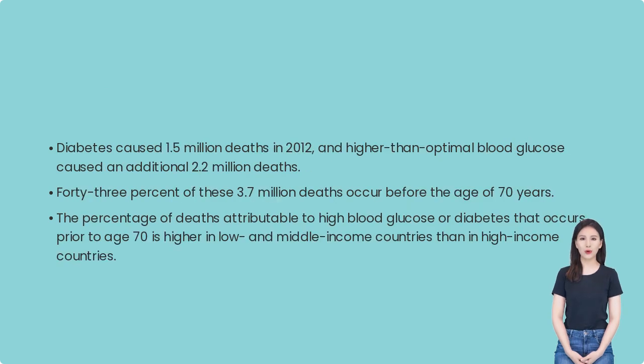Diabetes caused 1.5 million deaths in 2012, and higher than optimal blood glucose caused an additional 2.2 million deaths. 43% of these 3.7 million deaths occur before the age of 70 years. The percentage of deaths attributable to high blood glucose or diabetes that occurs prior to age 70 is higher in low and middle-income countries than in high-income countries.